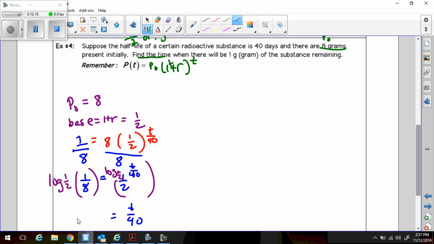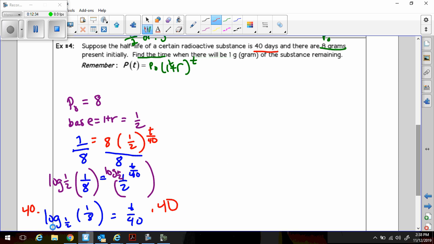equals log base 1/2 of 1 over 8. You can put this in decimals or your graphic calculator. And then we have to multiply by 40 on both sides. We have to multiply by 40 because it's 40 days. So that's going to be my last step.